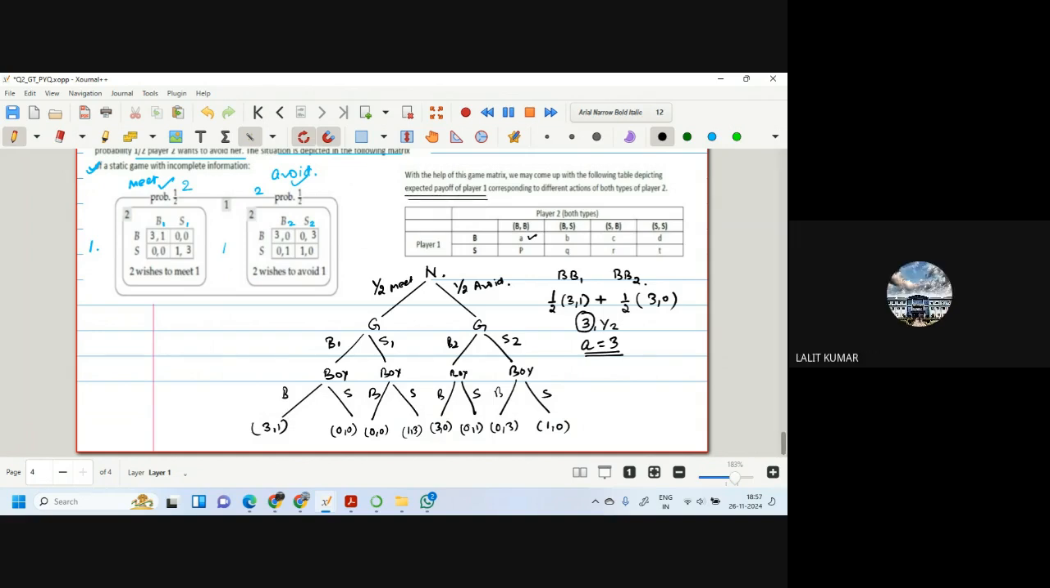How will we find B? Now B will be B1 and S1. BB1, BS1. BB1 is 3-1. Okay, just hold on. I think I have made a mistake.